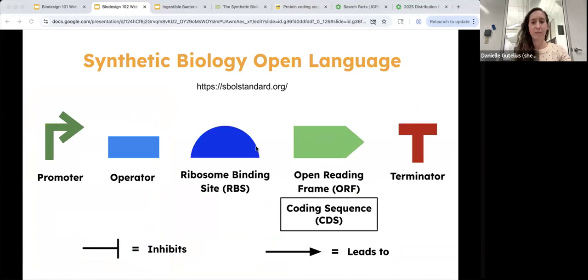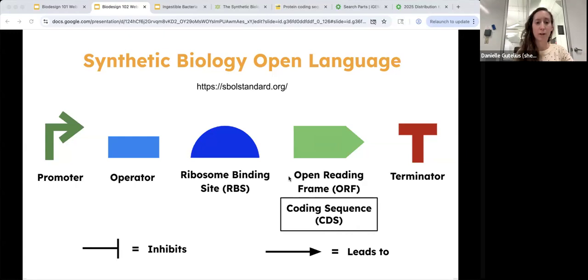The parts that I have listed here are the very basic parts needed for a functional genetic circuit. There are lots more parts that you could use. They get more complex, like aptamers and RNA hairpins and loop structures and all that stuff. So these are really the basic ones, and these are the ones that we're going to focus on today.